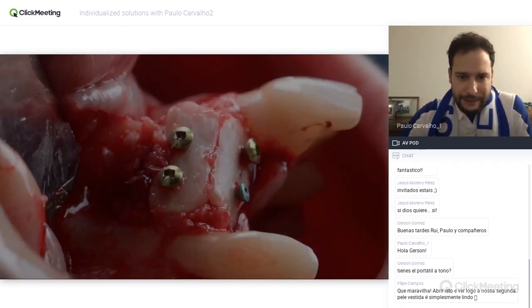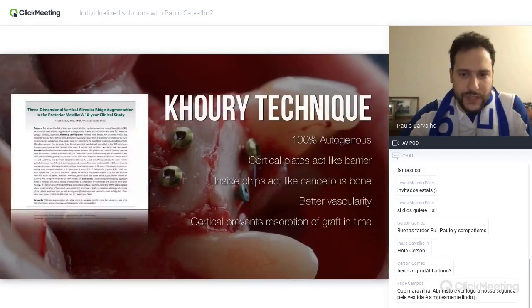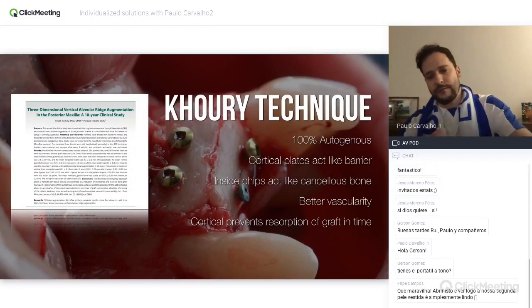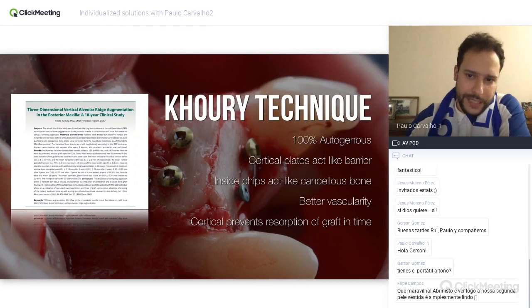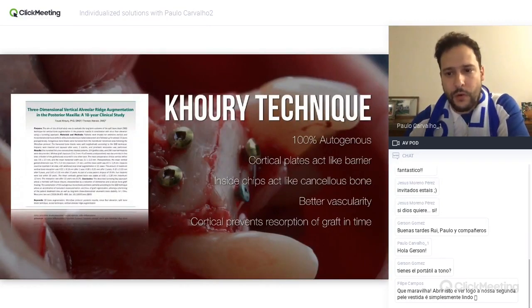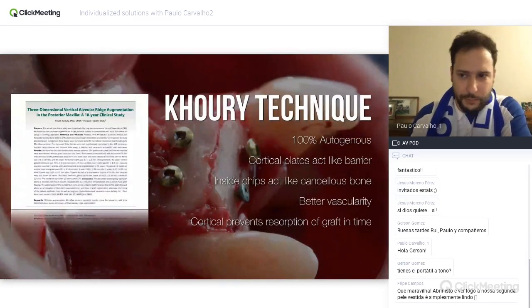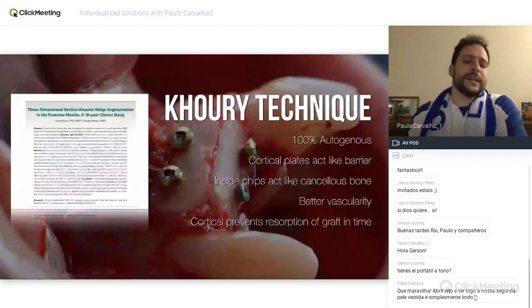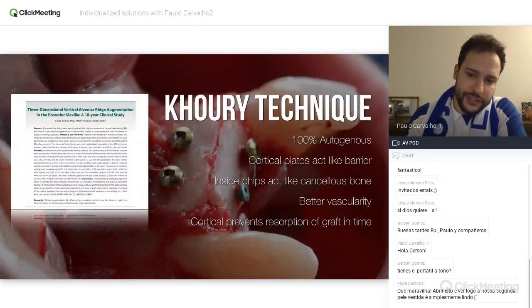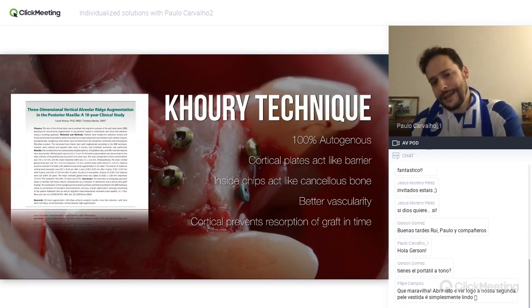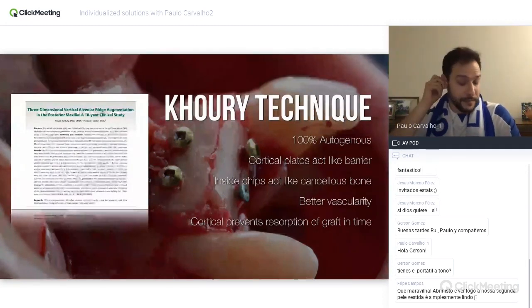So of course I try, in most situations, to use the Khoury technique. I think most people know the Khoury technique. It is very well thought out, very well developed, using only 100% autogenous bone, which has the best osteogenic potential, using cortical plates as a barrier, and the chips, like cancellous bone, in between in the scaffold. Of course, the vascularization we get, and this is the principle behind the technique, is amazing.